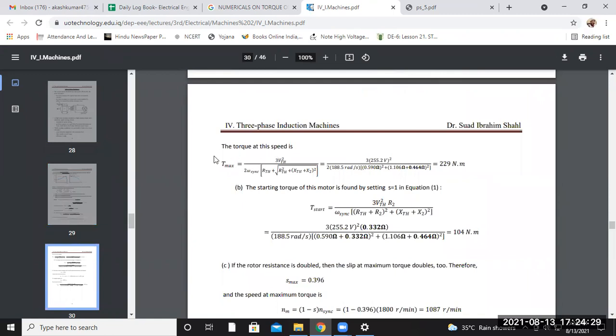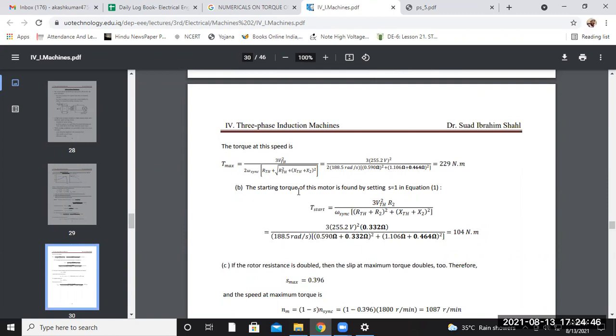From there, if you want to find the maximum value of the torque, just put in the values and you will get the maximum torque as 229 Newton meter. So this is the maximum torque in this numerical, that is 229 Newton meter.